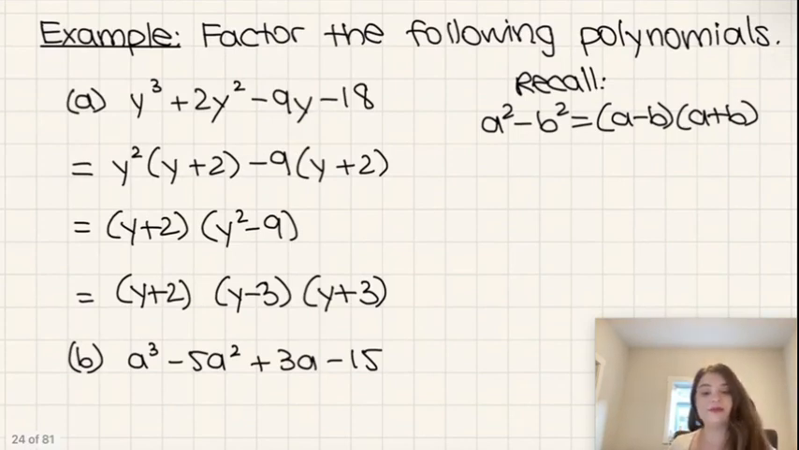Now, that last step really had nothing to do with factoring by grouping, but sometimes when we're doing factoring by grouping, if we end up with some part of it that can still be factored, generally we are still supposed to fully factor it, and sometimes that involves using other methods as well.